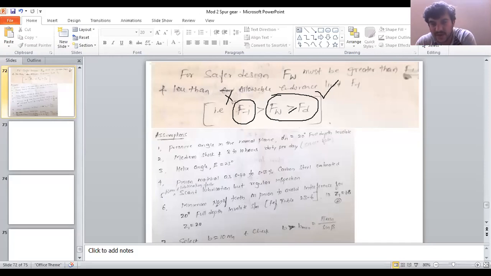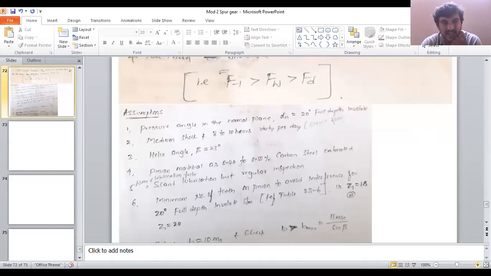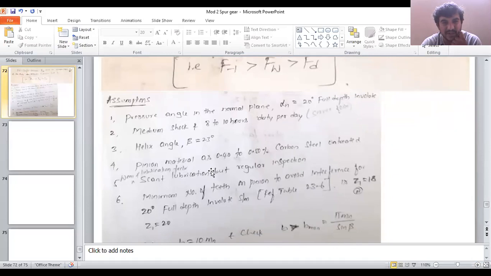Next, what are the assumptions you should make? These are the five steps: identify the weaker member, design against static load, then take the dimensions, design against dynamic load, and the fifth one is design against wear load. After this, what assumptions should you make? In some problems, some data are not given, there is insufficient data. Then what assumptions should you make?